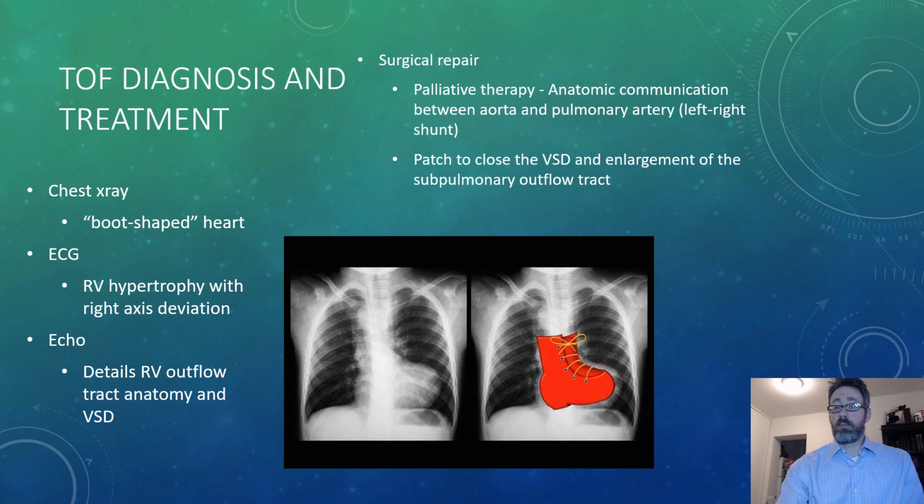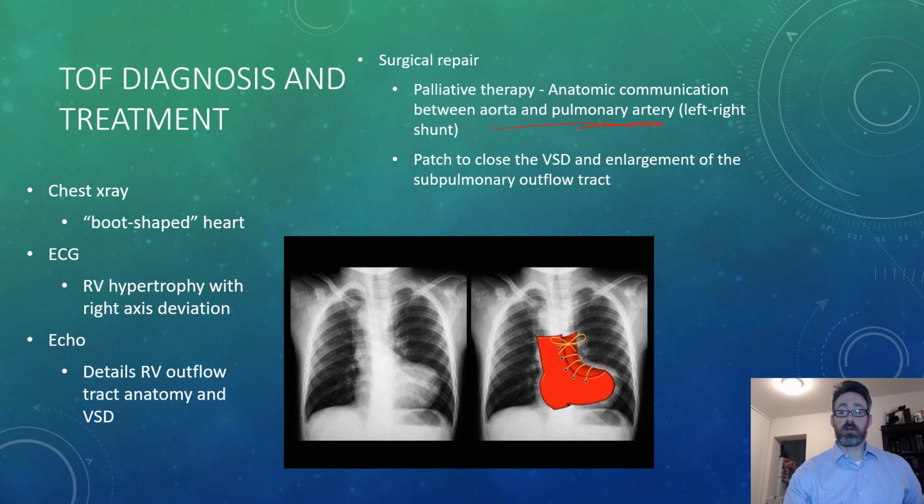In terms of surgical repair, there's palliative therapy, where you create an anatomic communication between the aorta and pulmonary artery, or the subclavian artery and the pulmonary artery. What you're trying to do essentially is create a communication wherein some of the blood that's moving into the aorta can get shunted back to the pulmonary artery, bypassing that stricture and hoping to increase flow to the lungs.